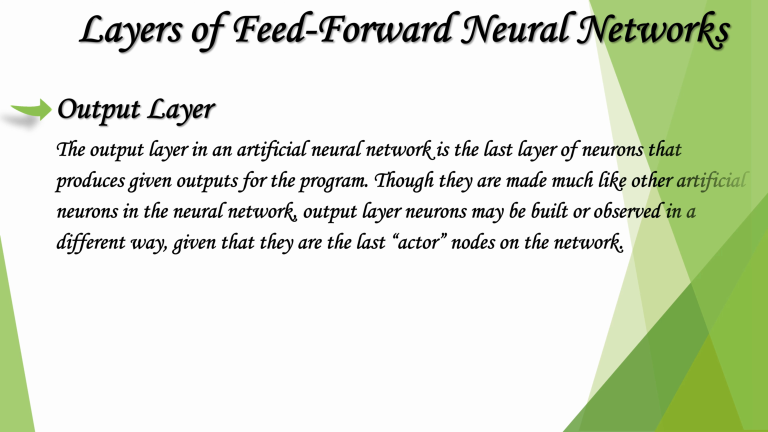Output layer. The output layer in an artificial neural network is the last layer of neurons that produces given outputs for the program. Though they are made much like other artificial neurons in the neural network, output layer neurons may be built or observed in a different way, given that they are the last actor nodes on the network.